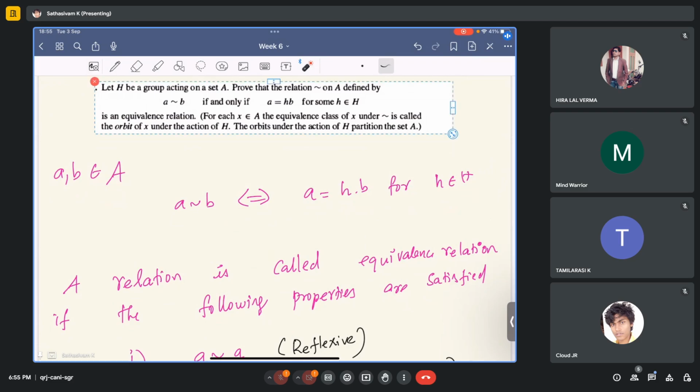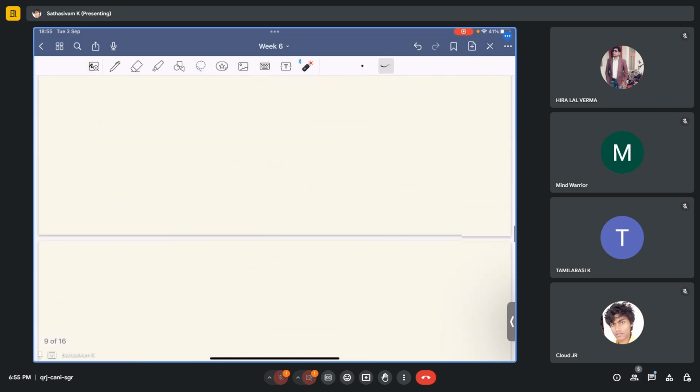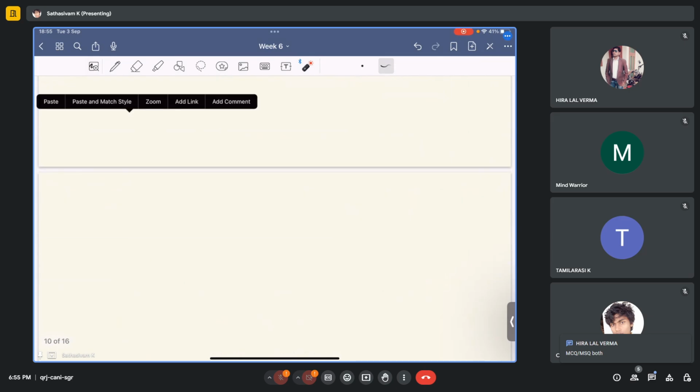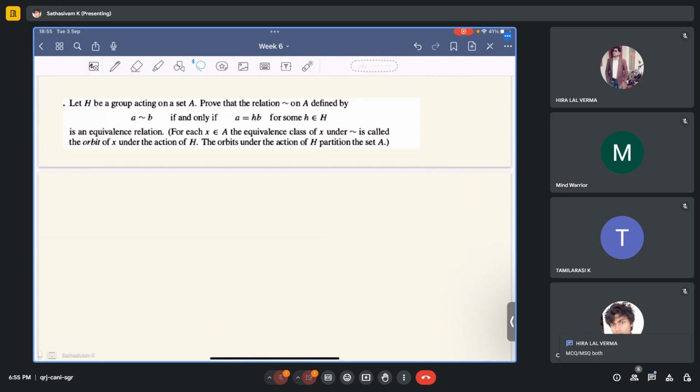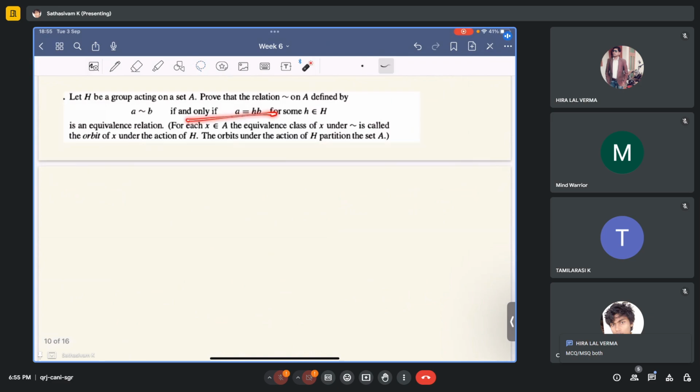Maybe I'll copy the thing again in the next slide also, so that you can remember what the relation is here. So let's try to prove that this is an equivalence relation. In order to show it is an equivalence relation, you want to prove the three properties. So let's start with the properties one by one.